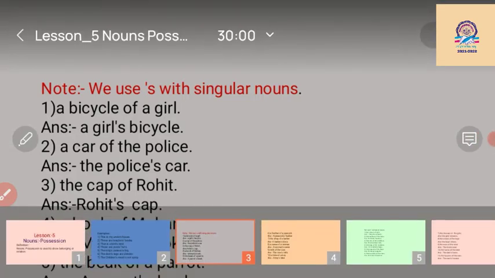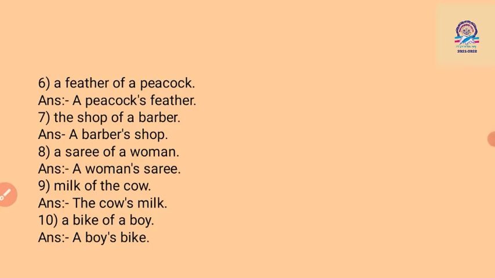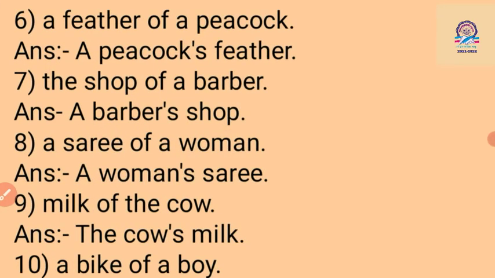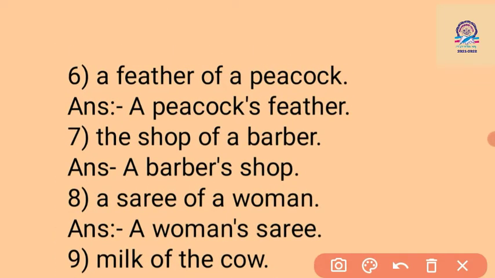Then the sixth example is given here, a feather of a peacock. Simply our answer is a peacock's feathers. I am talking about the peacock's feathers. Peacock is singular here, so we have to apply apostrophe s after peacock.